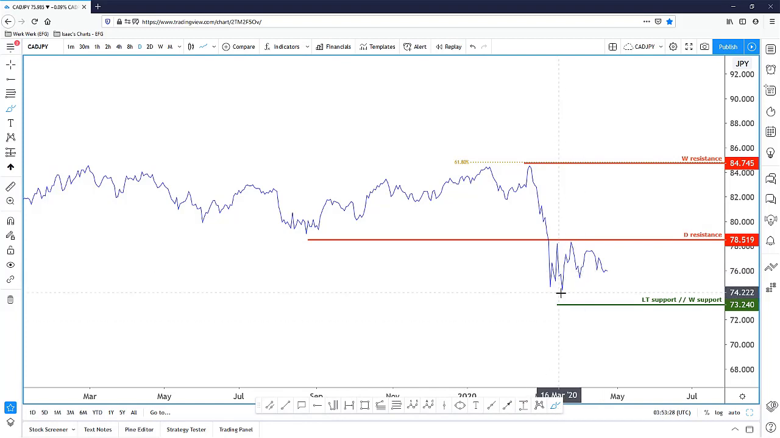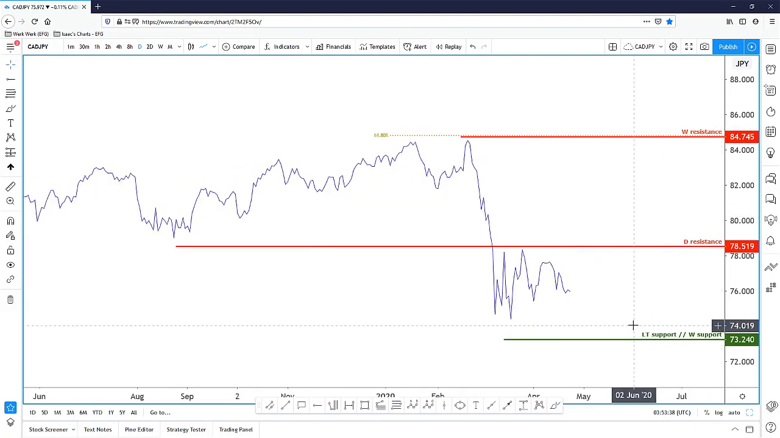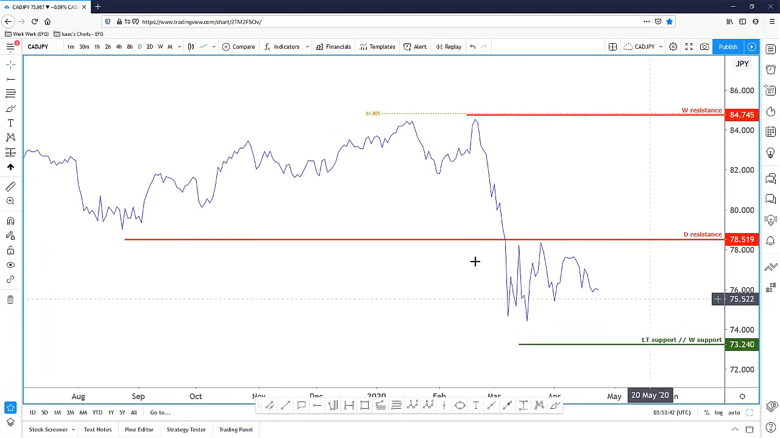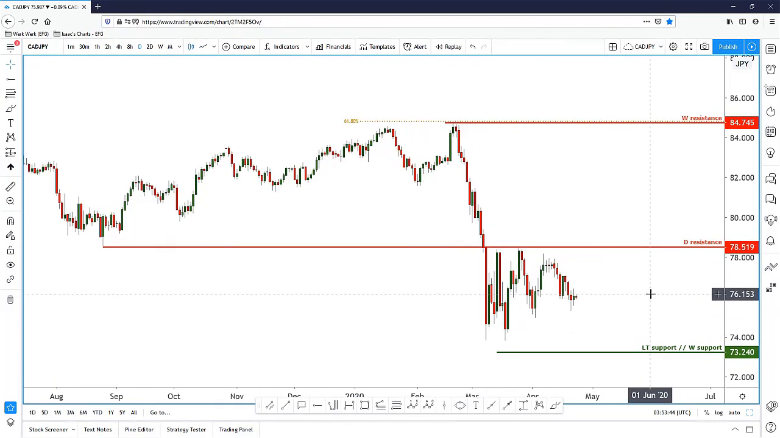You can see that price made higher lows. However, at the recent price, it made a lower low. So we could very well see that the reversal is in progress now. All right, so let me just zoom into this area and we want to look for a daily support.